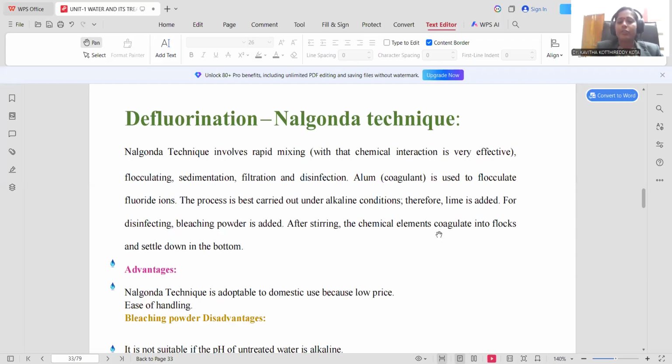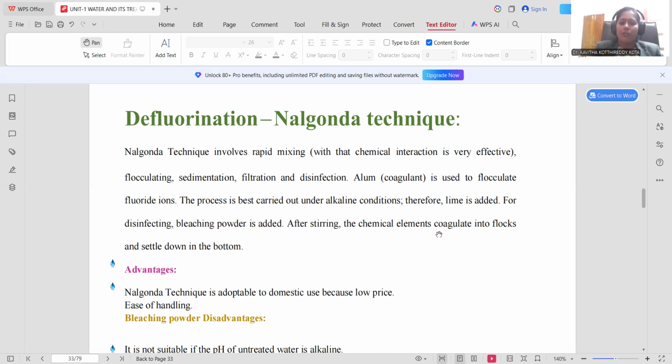The session is going to deal with defluorination by using the Nalgonda technique, right? As we are already aware, fluorinated water will cause many dreaded diseases. If the fluorine content is higher in the water and that water is consumed by people, it induces a disease called fluorosis. Fluorosis is related to decay of the teeth and decay of the bones, deformations of the bones are possible, and it can even be transmitted from one generation to another.